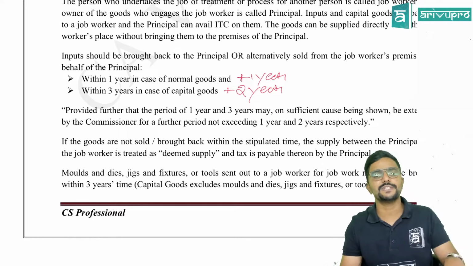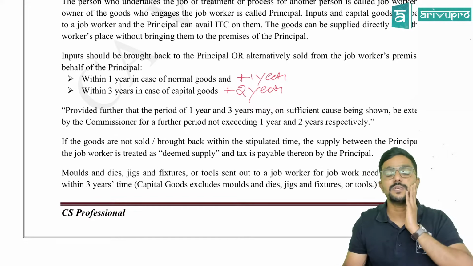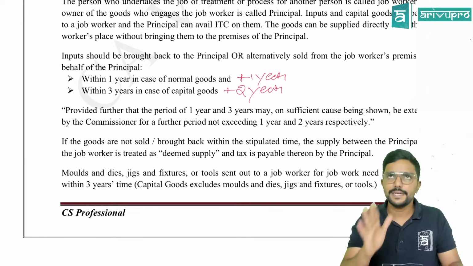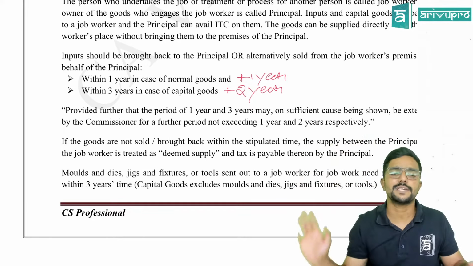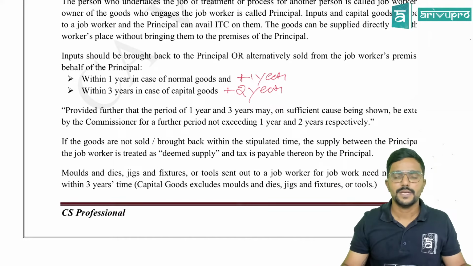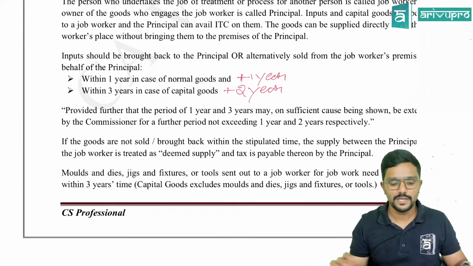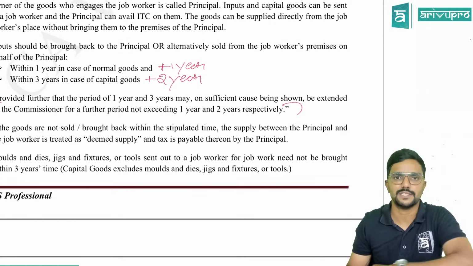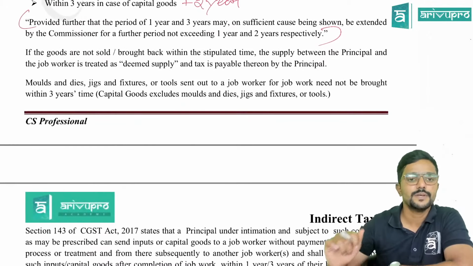So including extension, for normal goods it would be 2 years, and for capital goods it would be 5 years. But whenever you are answering the question, until and unless they specifically ask about extension in the question, don't touch the extension part. Always answer from the 1 and 3 years point of view, guys. Clear? If they have specifically asked about the extension in the question, then answer accordingly, including this proviso. Or else don't touch this proviso in your answers. There are questions asked on this topic in the exam. We will do that later.